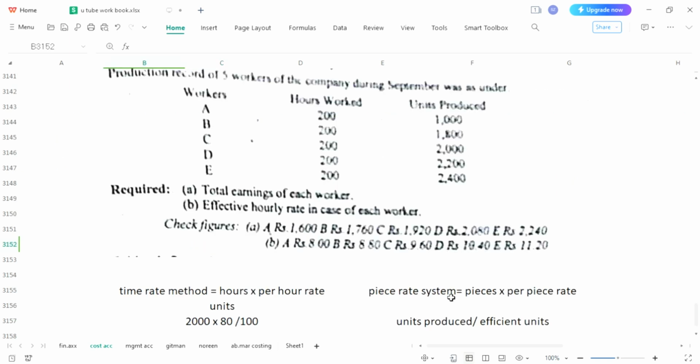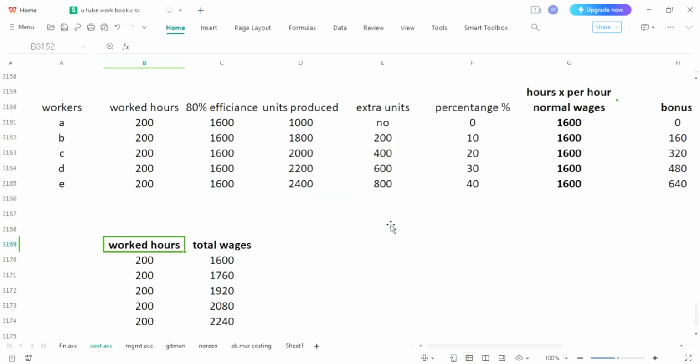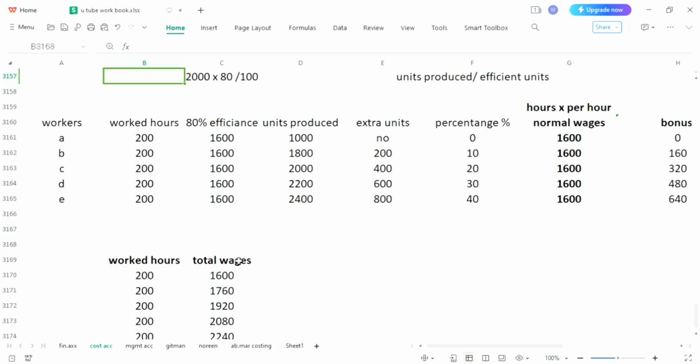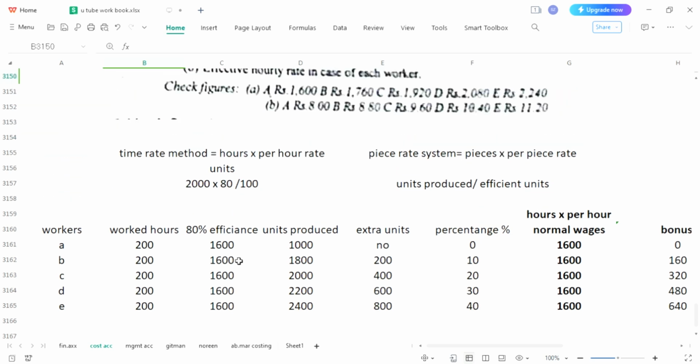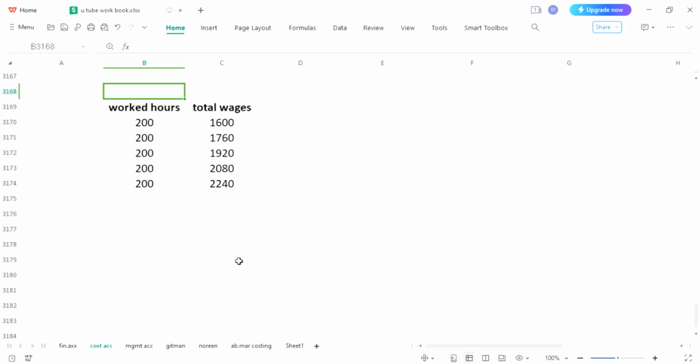Now read the question again. Effective hourly rate in case of each worker. Hourly rate: 200 hours they have worked and the total amount they have made is 1600. So in this way you will be able to calculate your hourly rate. How will you calculate? 1600 is the total amount they have received as wages and 200 hours they have worked. So what would be the amount for 1 hour?